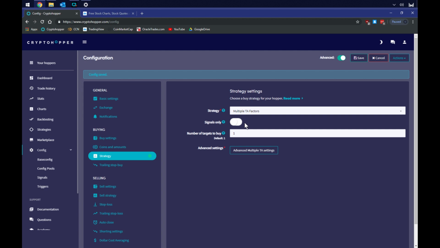The number of targets to buy right here essentially indicates how many open orders will be set when the hopper finds pairs or currency pairs that are eligible according to the strategy. For our small setup, I would suggest to leave this at 3 for now. So whenever the hopper finds something, a maximum of 3 orders will be placed.